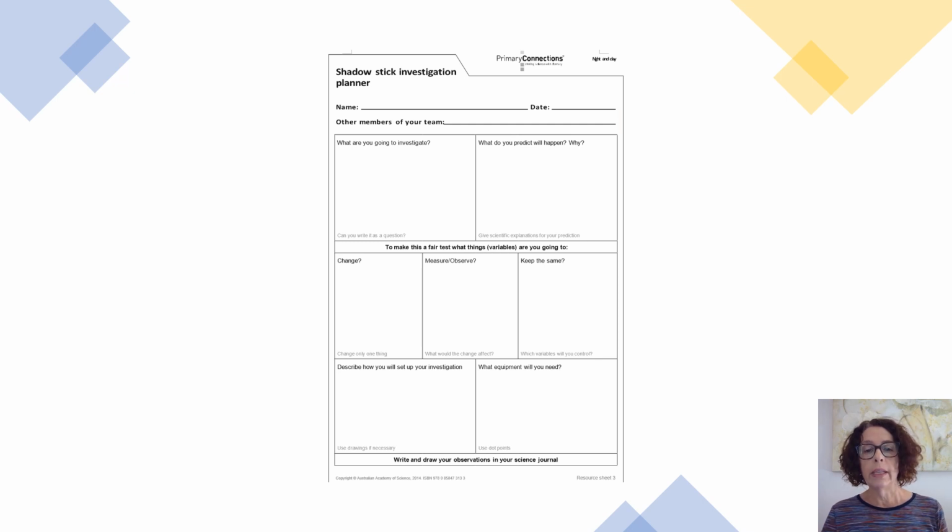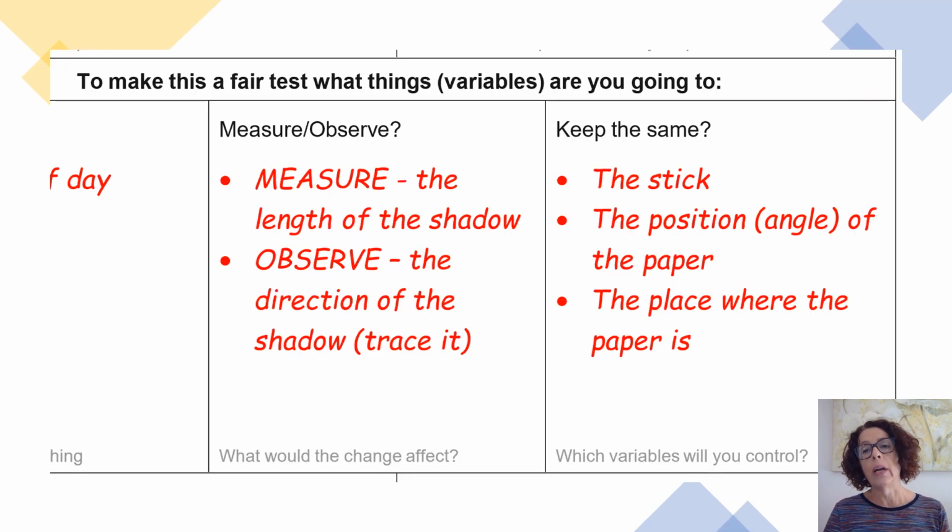We need to remind ourselves about what we're going to keep the same. So that's this section here, okay? Because we're only changing the time of the day that we go and have a look. Everything else has to be kept the same. So in that section, you need to write the stick. We're not going to halfway through our day change the stick to a ruler. We have to keep the same stick.